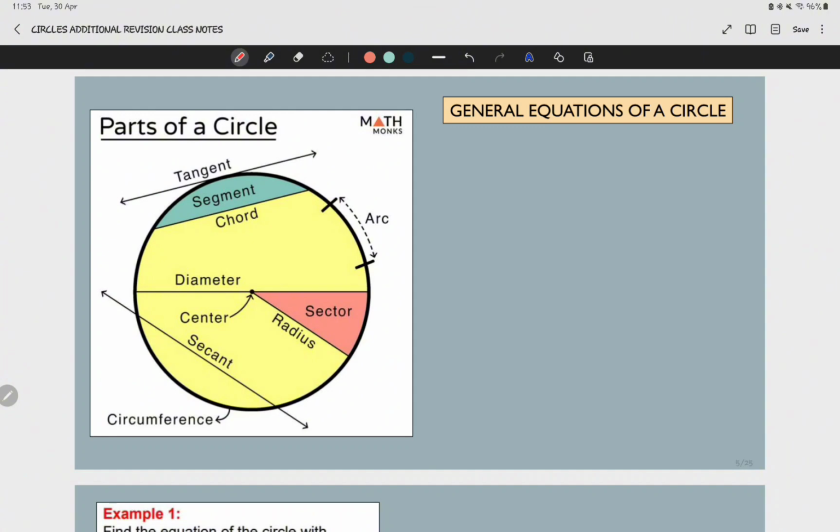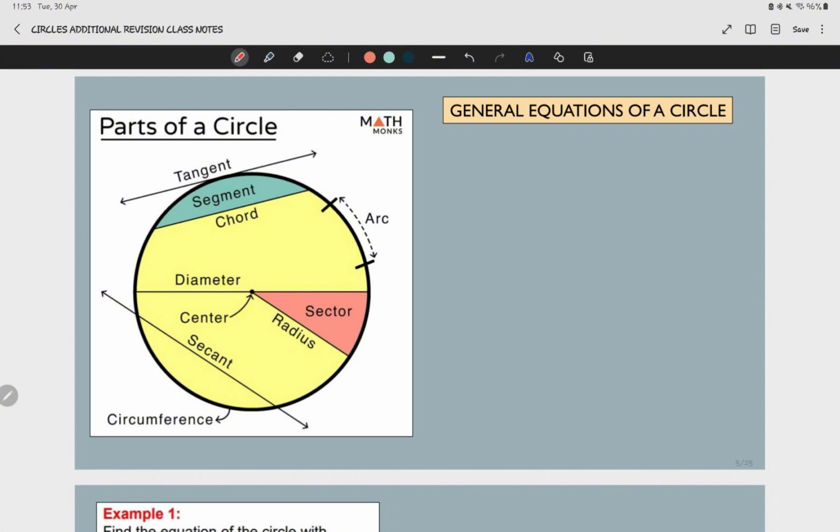We revise the parts of a circle. In a circle, what are the things that you must know about? If you hear my voice is very low, it's because I am recording this at Taman Tepi Dewan Pendeta. Hopefully you can increase the sound volume.